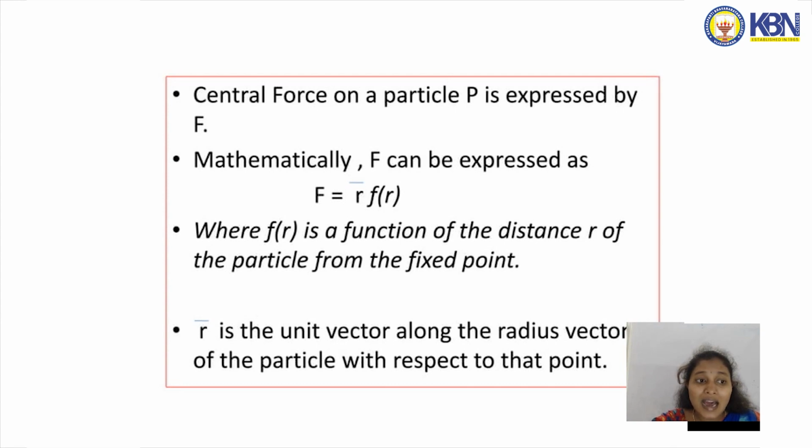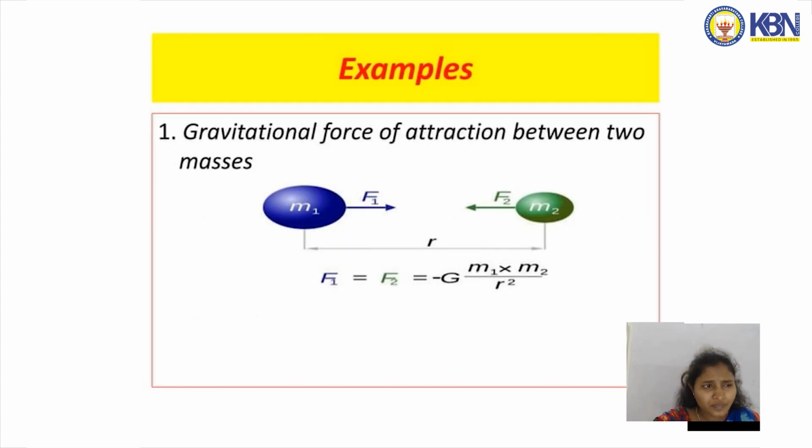Here r hat is different from r. I already said r is a distance, but r hat is a unit vector along the radius vector of the particle with respect to that point. Let us see some examples.